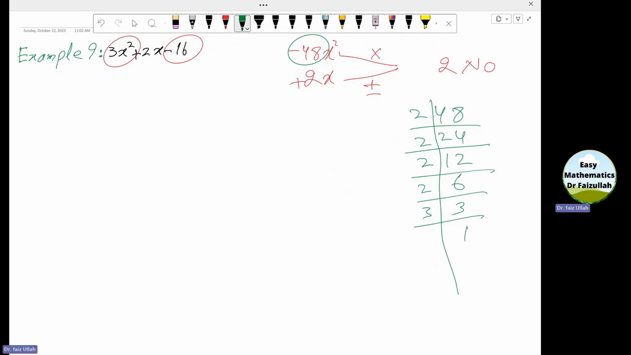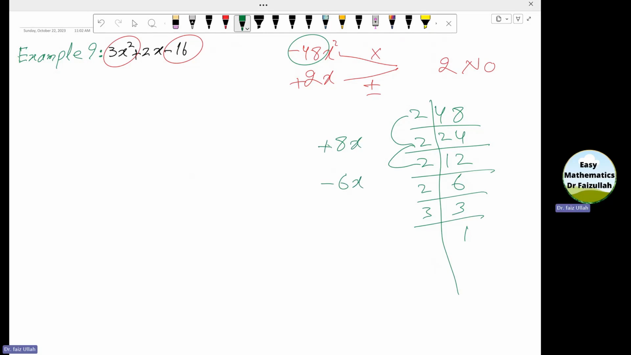Now let us multiply 2 with 2. 2 twos are 4. Then 4 twos are 8. Write it here. 2 threes are 6. 6 ones are 6. Write 6 here. Now we can see if we write plus 8 and minus 6, plus 8 minus 6 is plus 2. And if we multiply plus 8 with minus 6, 8 sixes are 48, we get minus 48. So those two numbers are plus 8x and minus 6x.